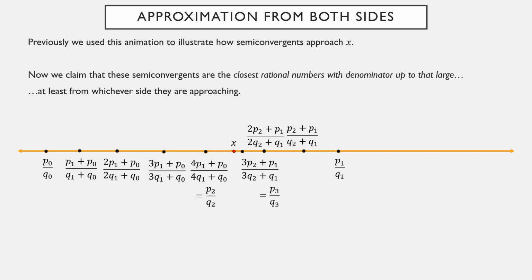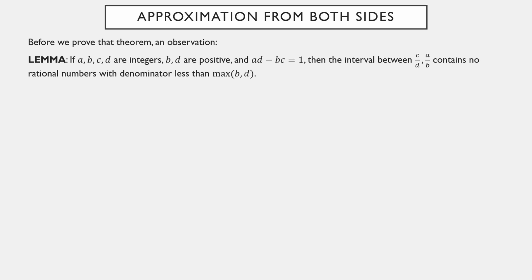So as you go through this process, what you're always making is the next rational number of smallest denominator possible that is still closer to x on one particular side or the other. At least that's what the theorem claims. So before we prove that theorem, we're going to observe the following little lemma.